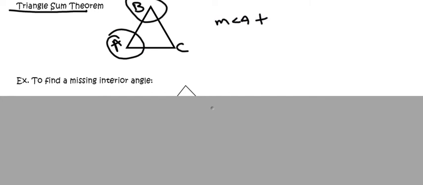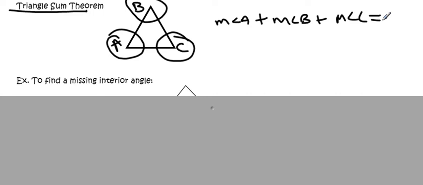The triangle sum theorem. Let's say we have a triangle ABC. If we add angle A to angle B to angle C, then we would get a sum of 180 degrees. Triangle sum theorem says the sum of the three interior angles of a triangle equals 180 degrees.